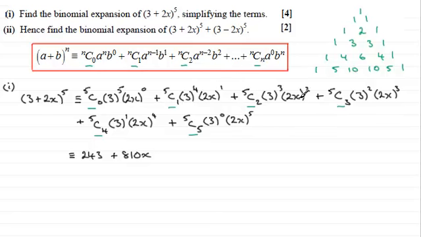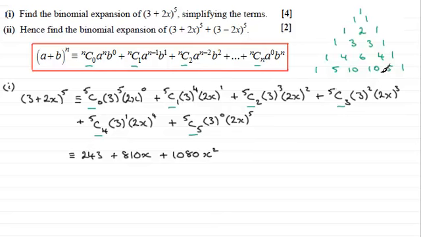5c2 is the 10. We've got 3 cubed here is 27. Remember here you've got the 2 that is squared, so that's 4. So you've got essentially 10 times 27 times 4, and that will give you 1080, and that will be x squared.